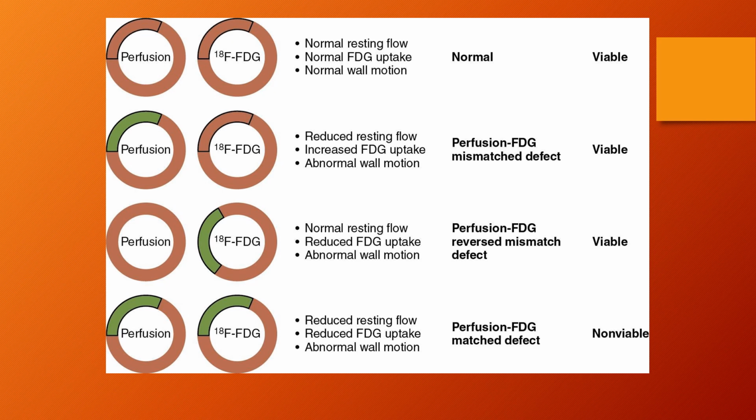When you have a normal resting flow but reduced FDG uptake and abnormal wall motion, that's a reversible defect. It's considered a reversed mismatch. It's not taking up the FDG because it's perfectly healthy. It's taking up fatty acids. So in this case, it would be viable. And then if it's a fixed defect and it's matched and there's reduced resting flow, reduced FDG, and abnormal wall motion, that tells you that it is non-viable myocardium, and that patient should be medically managed.